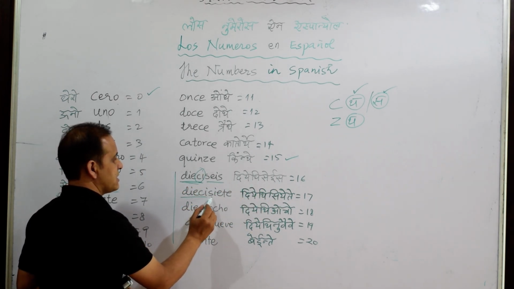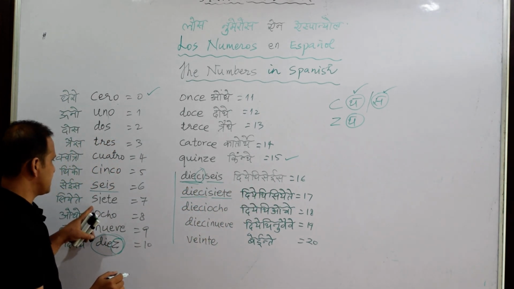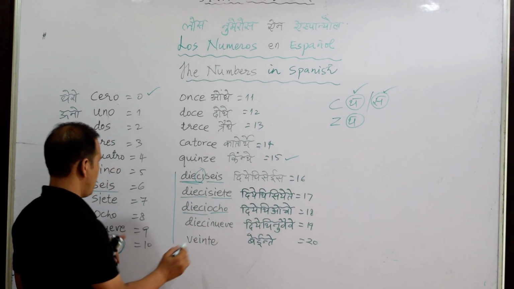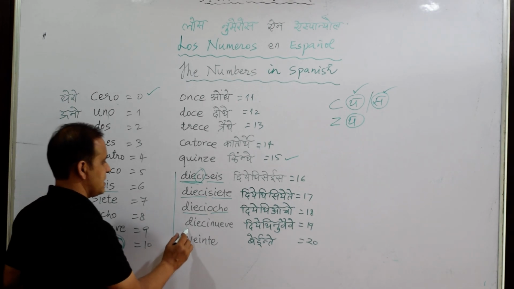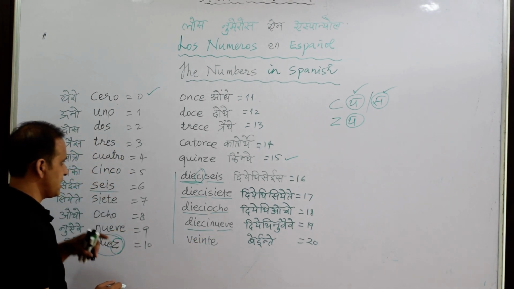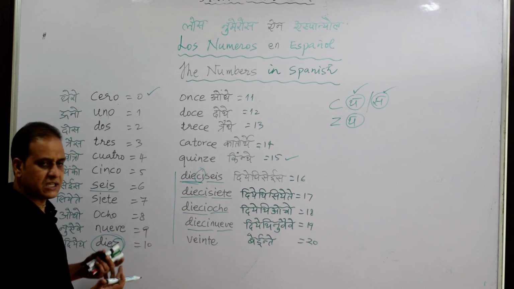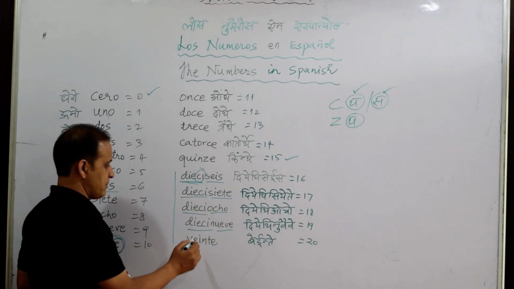In the same manner, dieci and then siete, that is 7. So 10 plus 7, 17. Dieci, ocho, ocho is 8. Dieci, nueve, nueve is 9. So 16, 17, 18 and 19. It is easy for you to frame them up.